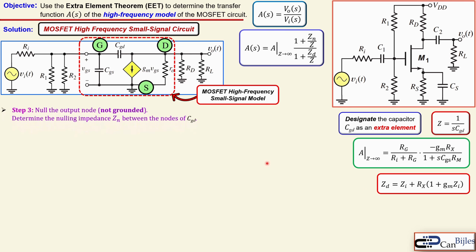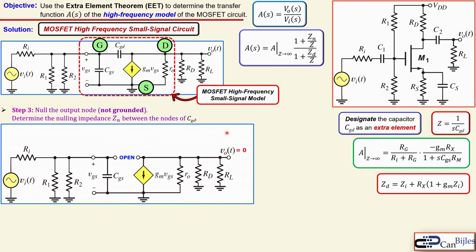Now step 3 is finding our nulling impedance. So we will null the output. We will bring up again our input voltage back, and we will again look between the nodes of our capacitor, which is our extra element CGD, and then determine the Zn. So that's similar work. So we will again open it, but now the input voltage is not shorted, so it is back in the picture.